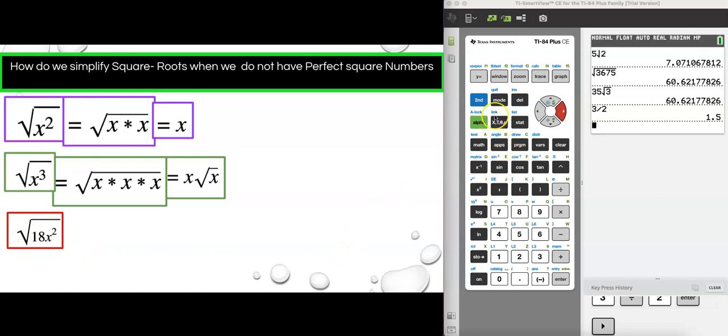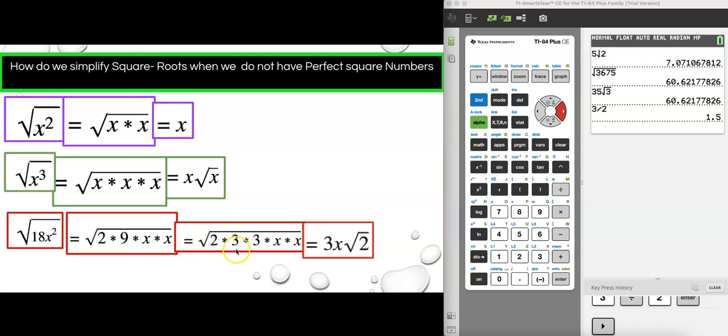I'm going to look for factors of 18. You guys should see that my factors should be 2 times 9, and of course, quite naturally, this is x times x. Now I say, okay, I have a pair of x's, so at least 1 x is going to come out. And I also have a perfect square. So this is a little bit easier now.